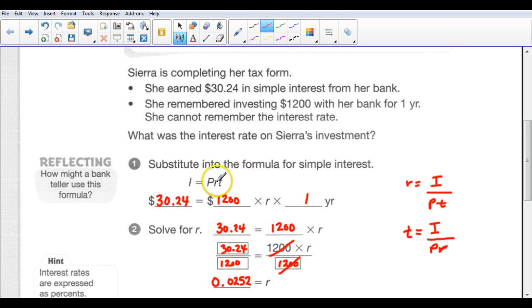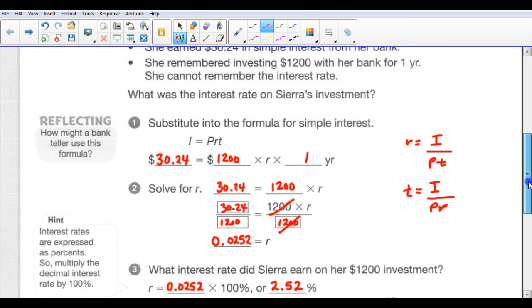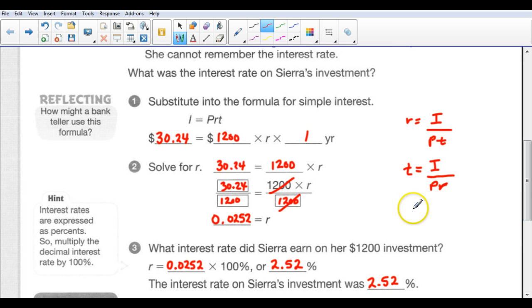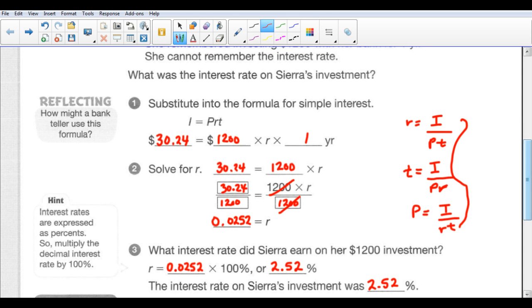So from this formula, we can manipulate it and get some other formulas. We can also say that the principal is equal to the interest earned divided by the interest rate times time. So we can take this formula and algebraically come up with a formula for the interest rate, the time, and the principal. Okay, so this is something that you're going to want to remember too.